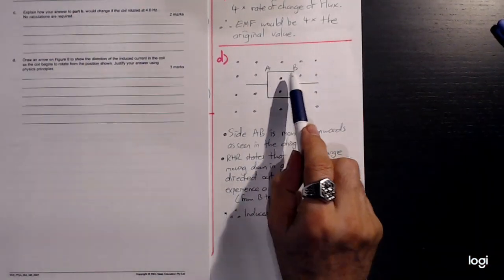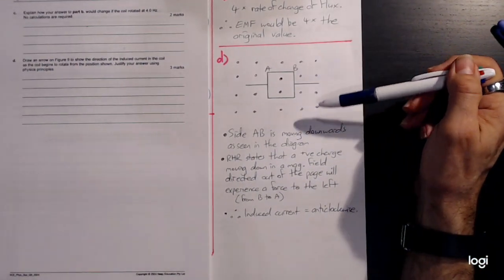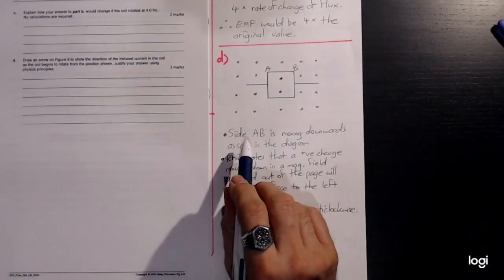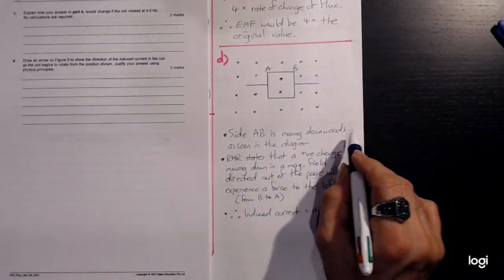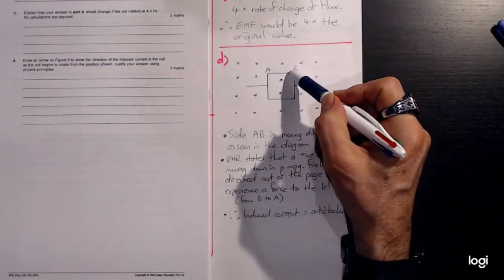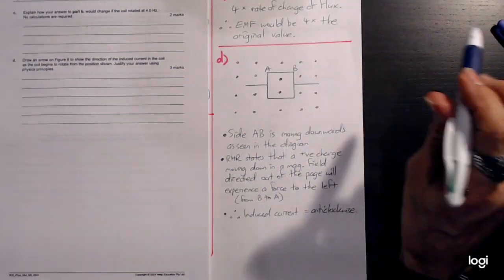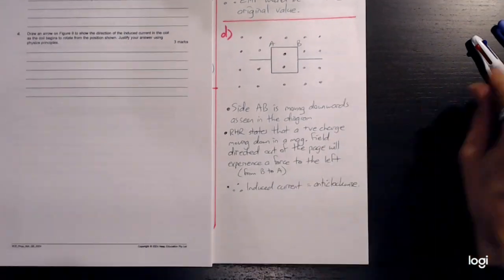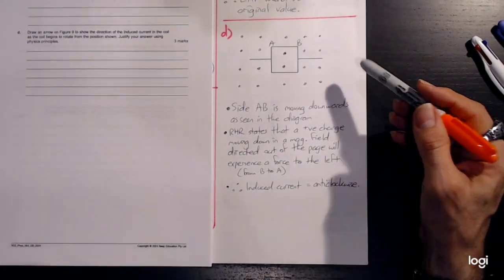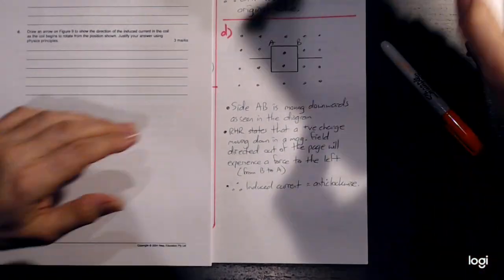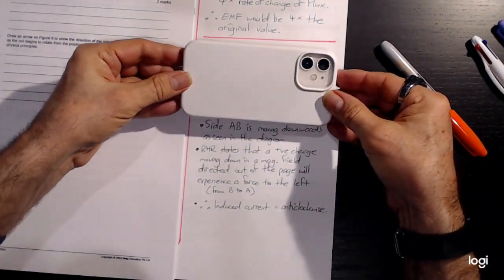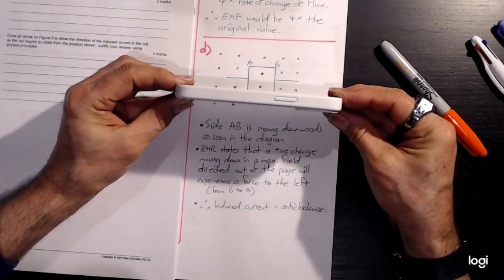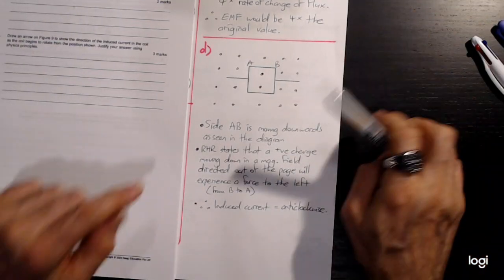Side AB, and again, you can do this in the answer. You can change the diagram. You can say see diagram, side AB, and put an A and a B there. There's nothing stopping you from doing that. You can amend anything. So that is moving downwards as seen in the diagram. As this thing is spinning, the top is going down and the bottom is going up.